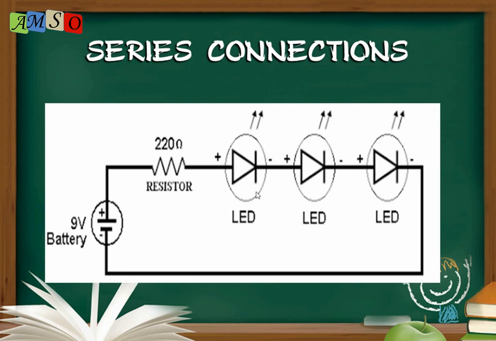For the series type of connection, the cathode is connected to the anode, and the cathode here is connected to the anode of the third LED. That is, the negative of one LED will be connected to the positive, and the negative of this LED will be connected to the positive, leaving the positive connected to the resistor, and the negative will be connected through a jumper wire to the negative terminal of the battery.